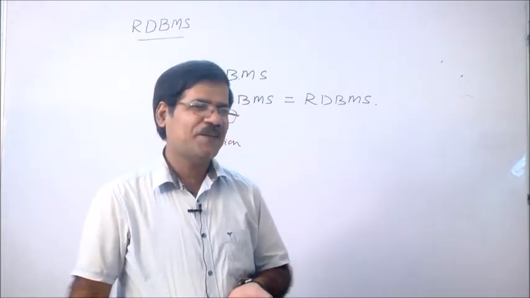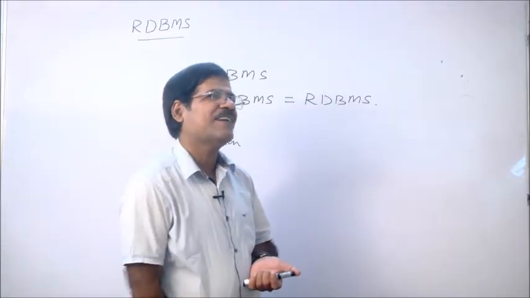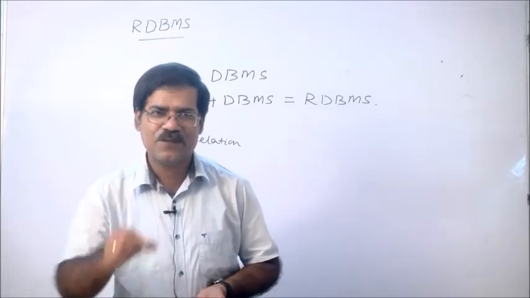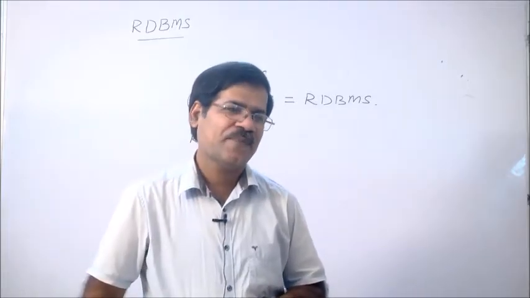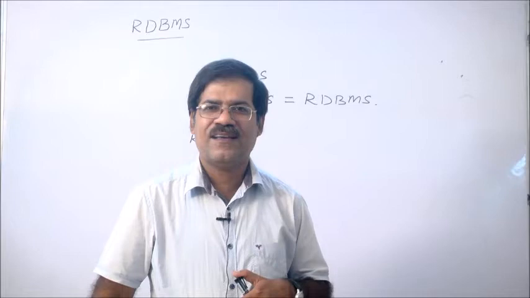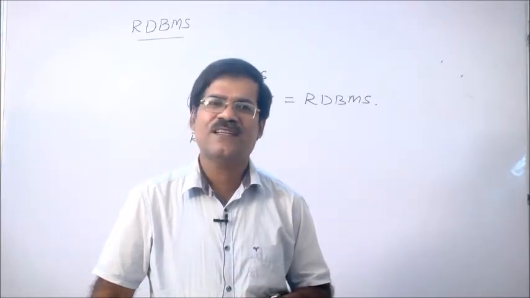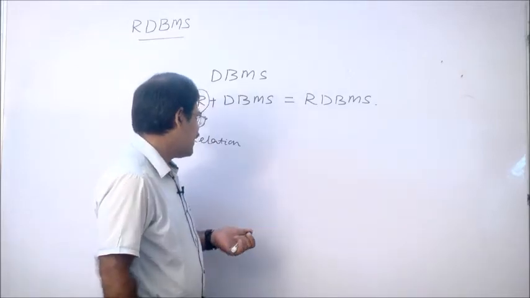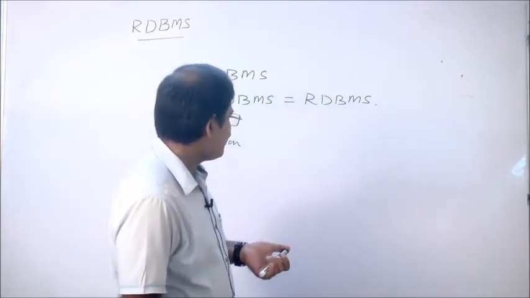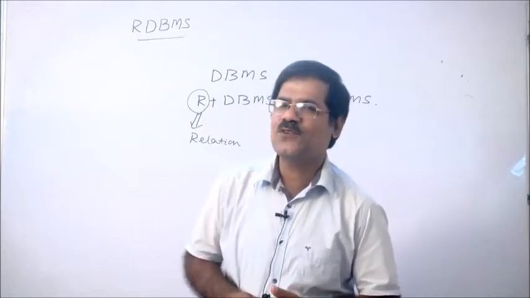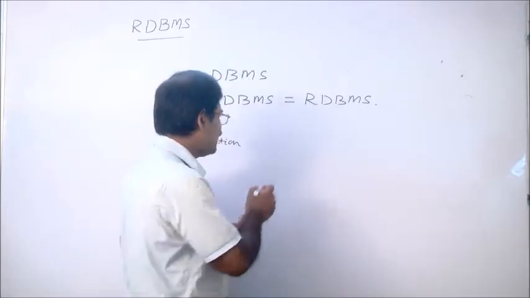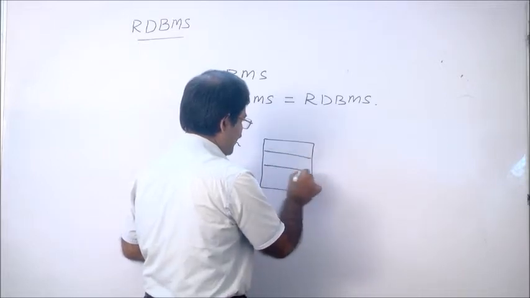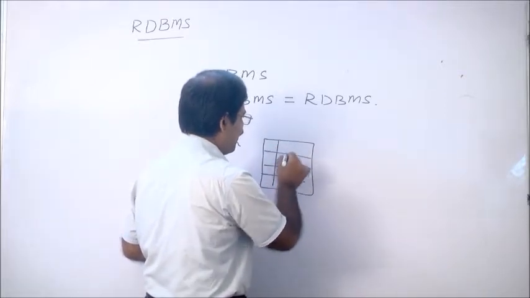Some books are written with a distinction between relation and table. A table may have duplication. A particular data may be duplicated. But in a relation, no duplication is allowed. So that is the one difference between relation and table. So our purpose is we have to store the data in a tabular manner. Tabular means row and column manner, having some rows and having some columns.